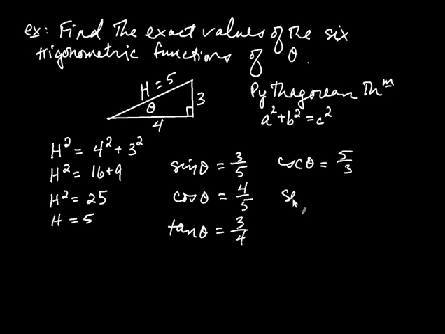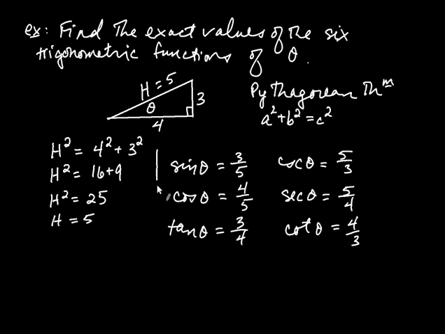And secant, we know it's the reciprocal of cosine, but you could also say it's hypotenuse divided by adjacent. So it's 5/4. And you could just check your work, and you see that it is indeed the reciprocal of cosine. And then finally, cotangent is the reciprocal of tangent, so cotangent of the angle is 4/3.